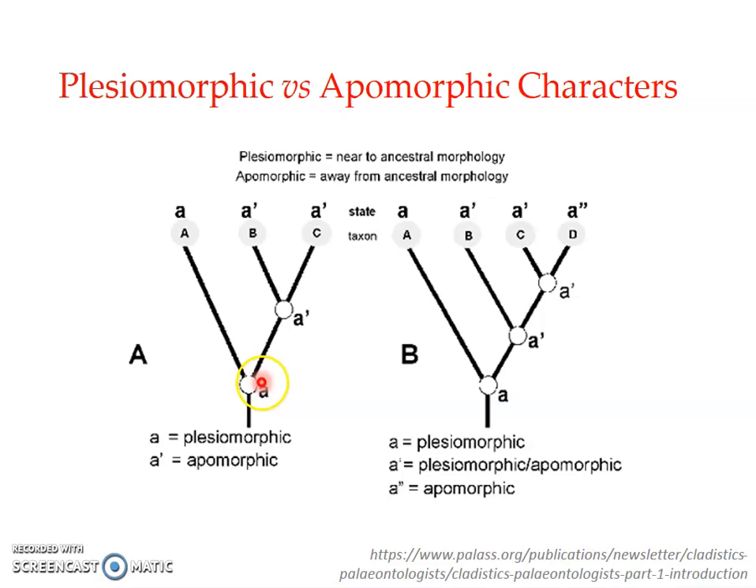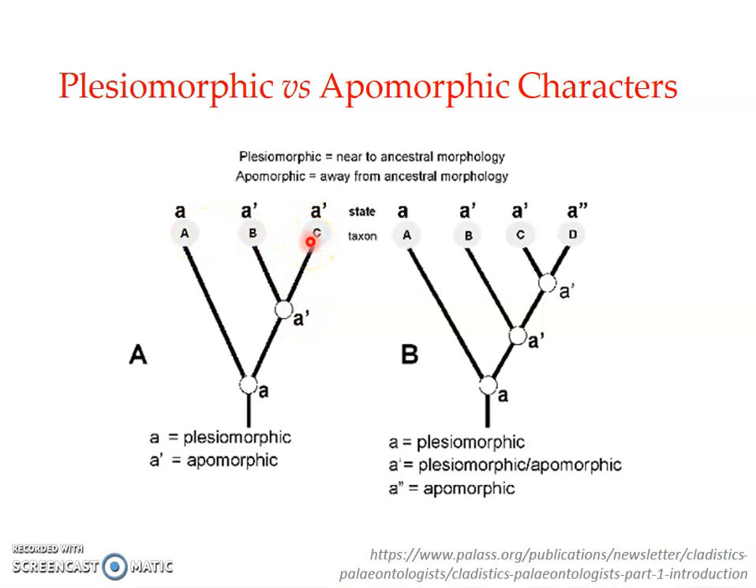So just consider A, B and C as species. And here there was an ancestor with the character A. This is character A, right? And this A prime is again a character. So if we consider this particular cladogram, we can see we are referring to 2 characters. One is character A and another is character A prime. And these are the taxa A, B and C.